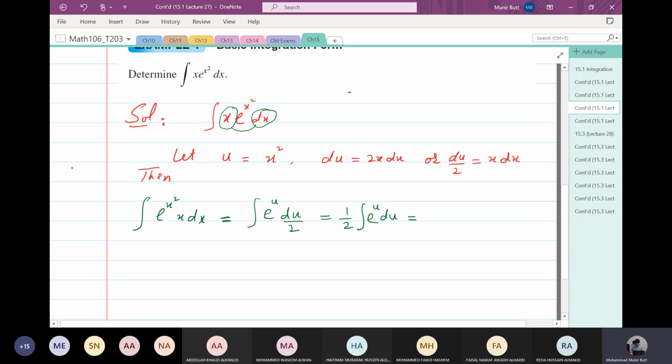You remember e to the power x integration is what? Is e to the power x same? Yes, plus c. So it will be e to the power u plus c. Very good. And now we put back what is u: x squared. So x e to the power x squared dx is equal to 1 over 2 e to the power u, where u is x squared, and plus c. So this completes the solution.